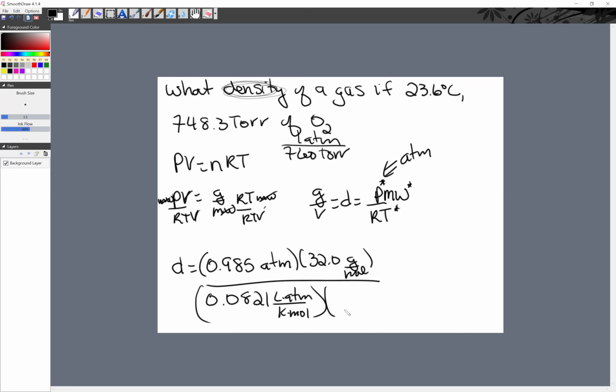So, oh man, I just threw my calculator. My calculator that is like so old. All right, so 23.6 plus 273.15, and so 296.8.